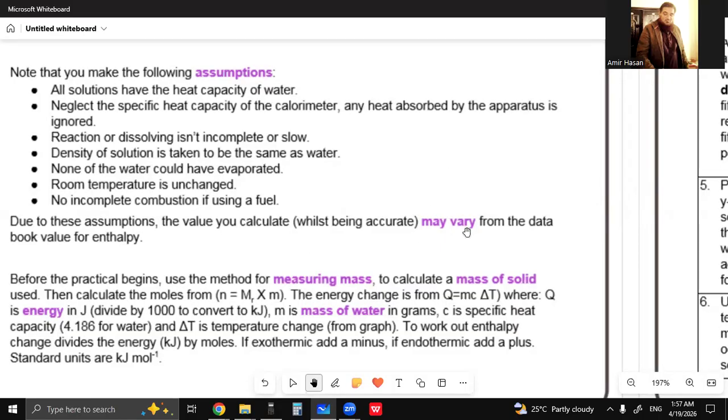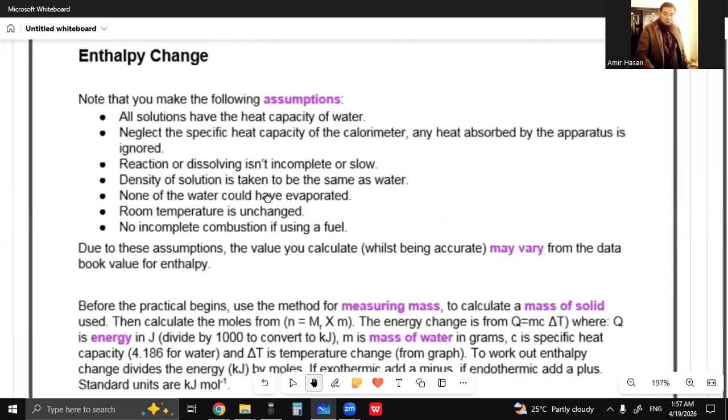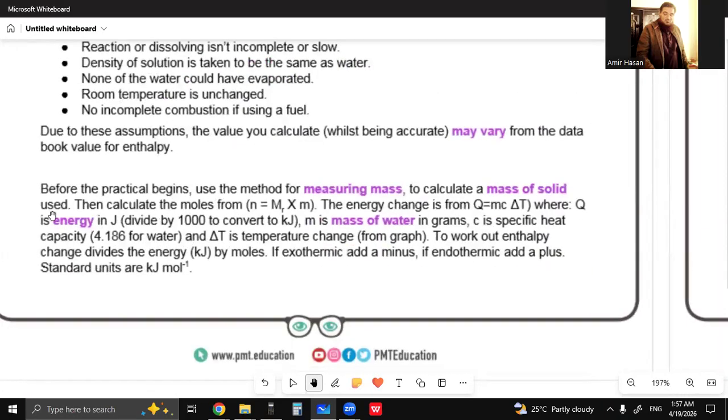Change comes when we do these methods with the data logger and data booklet. Before the practical, using the method of measuring mass, first we measure the mass of a solid, then calculate the moles of the solid using the formula: number of moles equals mass divided by relative molecular mass. We calculate with the help of this formula.